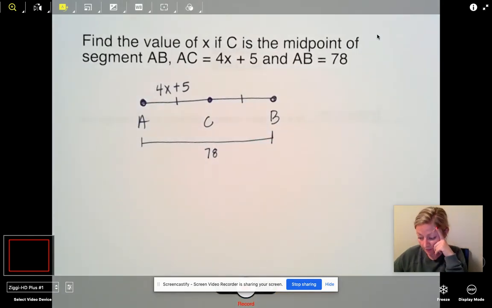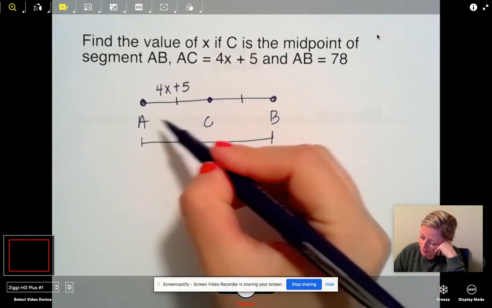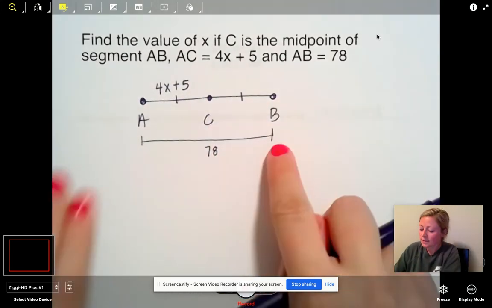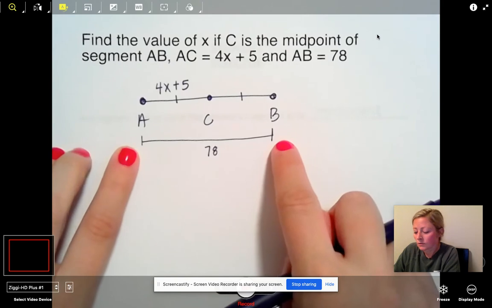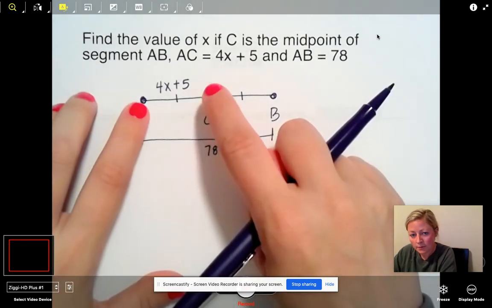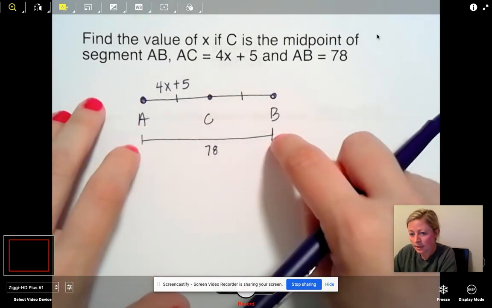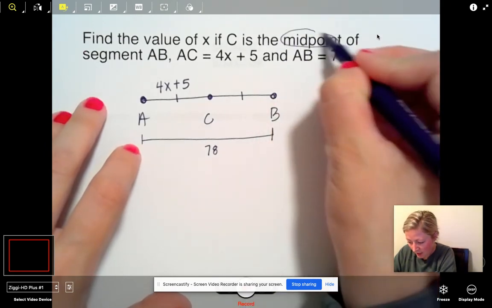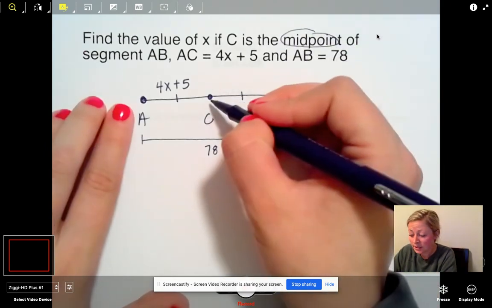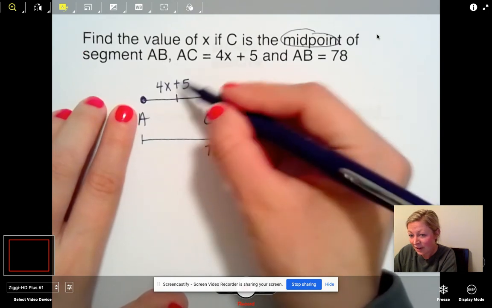Well, I can write an equation based on this information. It's just going to be a little different than what we've done in the past. So let's see here, folks. What is our relationship between AC and AB? So what do I know about AC from here to here and AB? Well, remember, we have a midpoint, so I know that this is in the middle, or this is half.